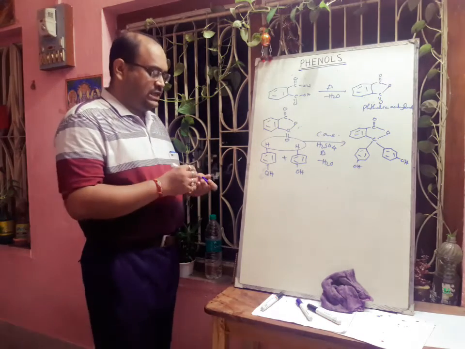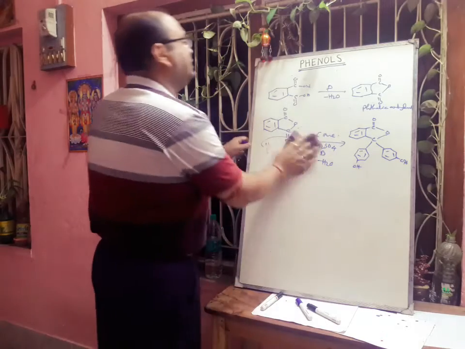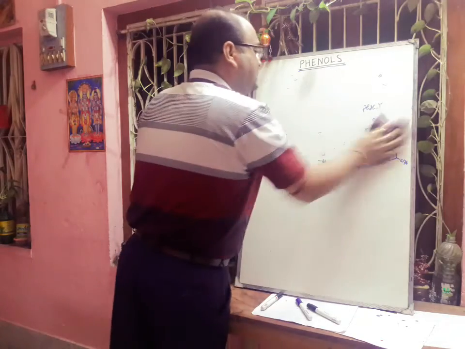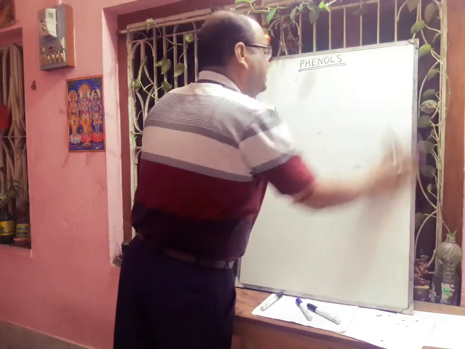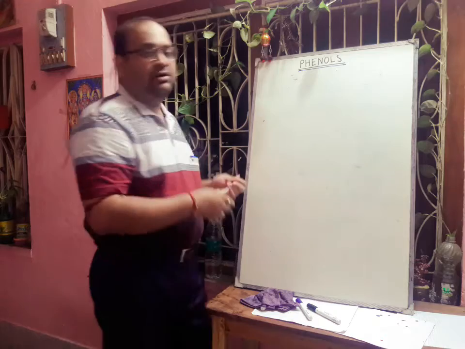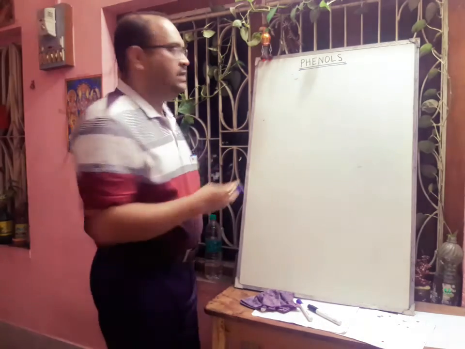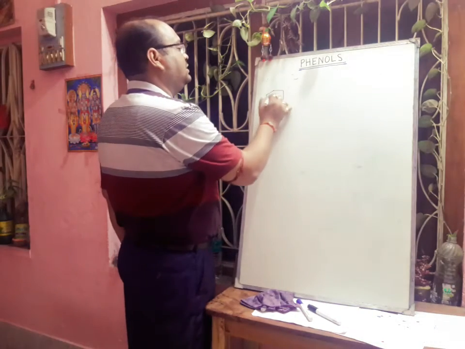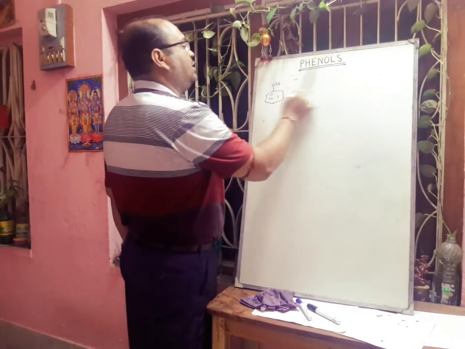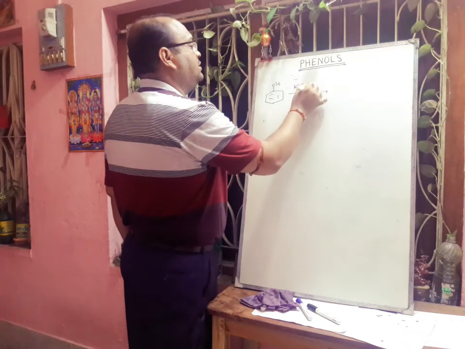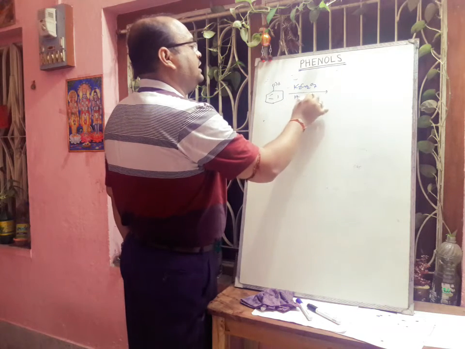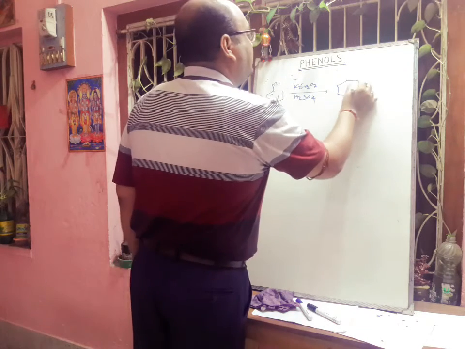Next we will discuss the oxidation reaction of phenol. We have already discussed that in case of phenol there is aerial oxidation, okay, but if we use oxidizing agent like K2Cr2O7 and sulfuric acid, we will get parabenzoquinone.